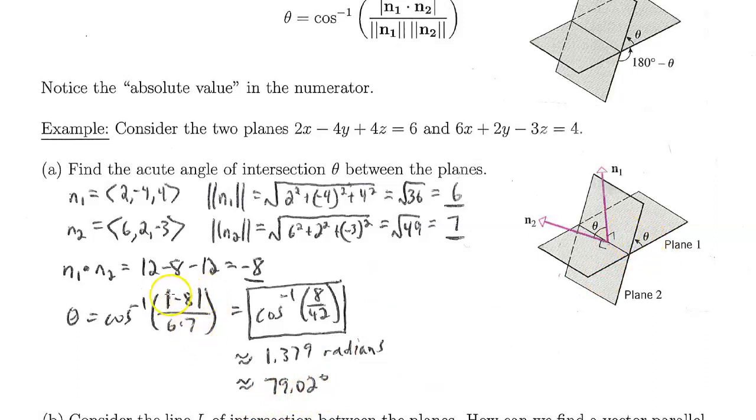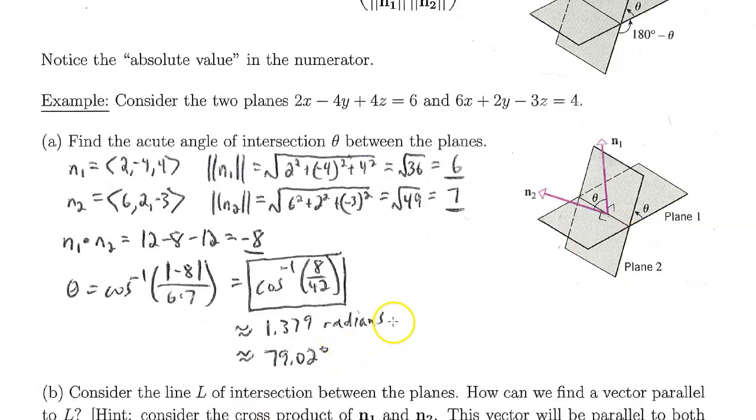Now, if we had left off the absolute values, if we'd forgotten the absolute values, what we would end up getting is about 101 degrees. Okay, because notice 101 plus 79 is 180. So if we had kept it as a -8, we would get 101 degrees. But we wanted to find the acute angle between the planes. So it's about 79 degrees.